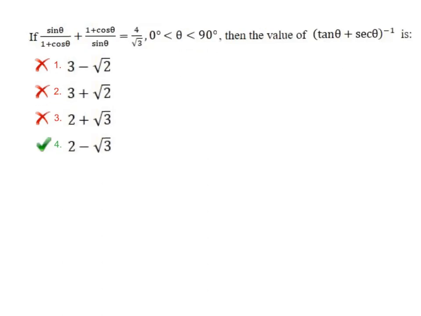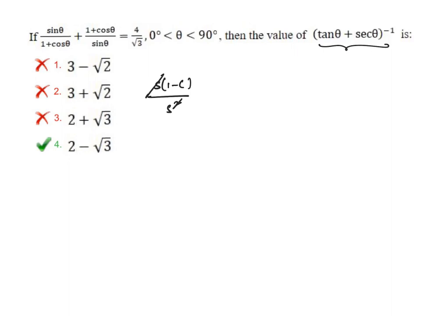If sin theta by 1 plus cos theta plus 1 plus cos theta by sin theta is equal to 4 by root 3, first do this, then he is asking you the value of this expression. Do sin theta by 1 plus cos theta. You multiply it with 1 minus cos. Denominator becomes sin square.